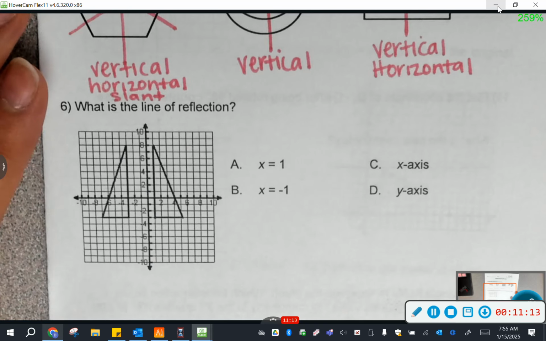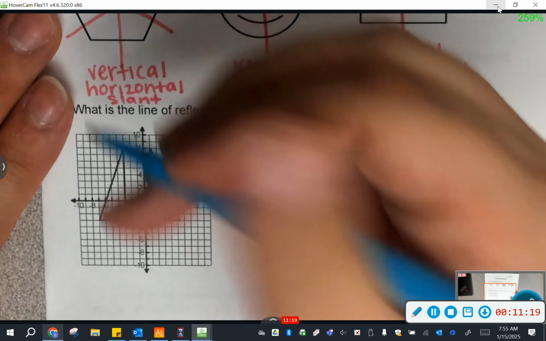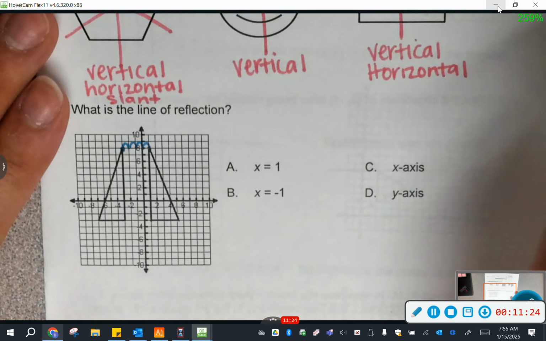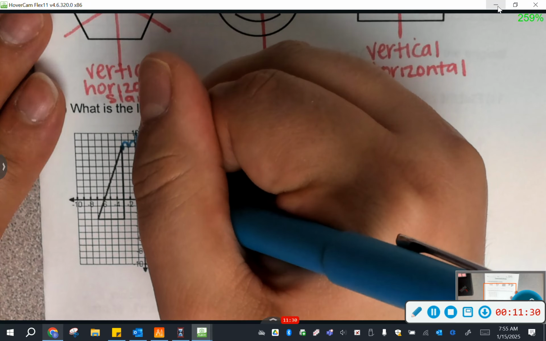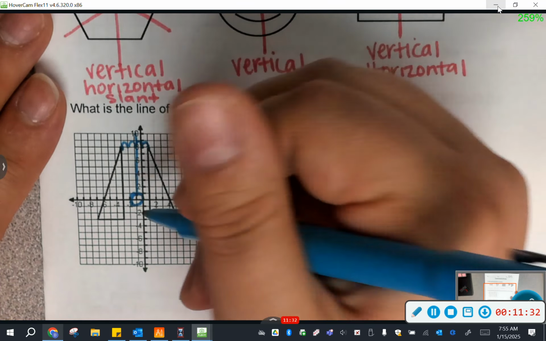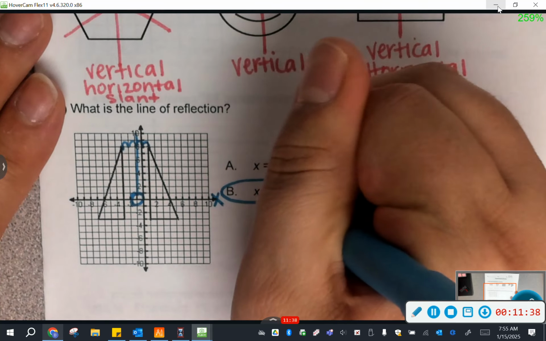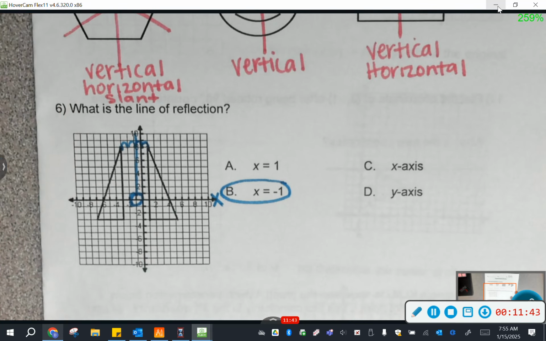Next question says, what is my line of reflection? How do I find a line of reflection? Got to do the hops from one point to the other. I'm going to go 1, 2, 3, 4. Halfway would be 2, which is at where? -1. It's at -1 where? On the x-axis. So my answer is x equals -1 because that line touches the x-axis. Your line of reflection would be, where would you fold it to make it the same on both sides?